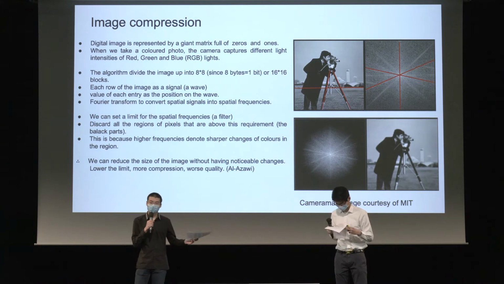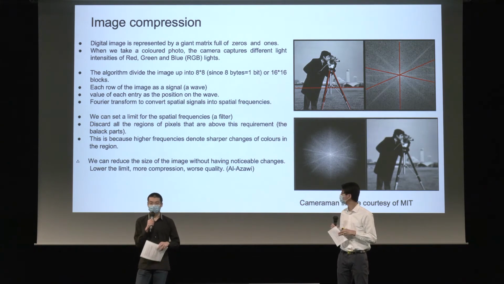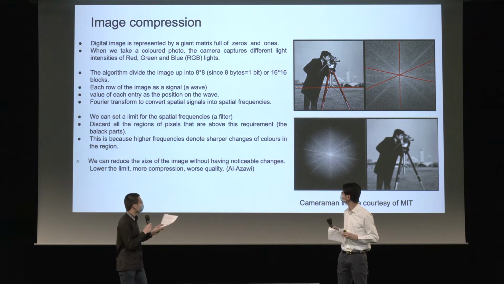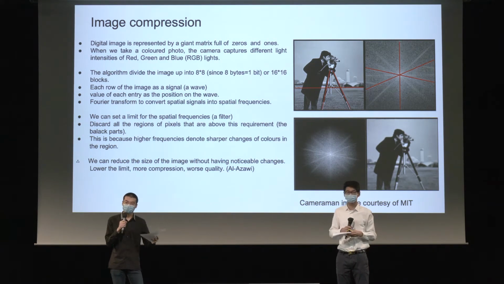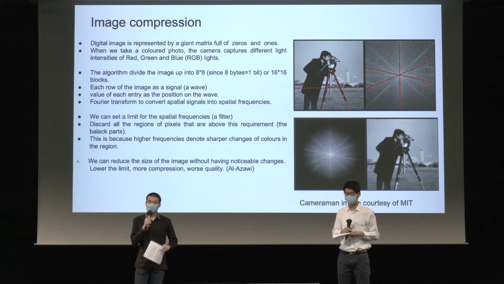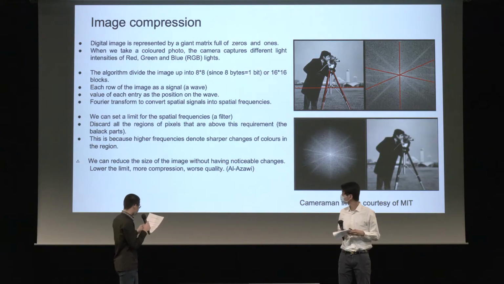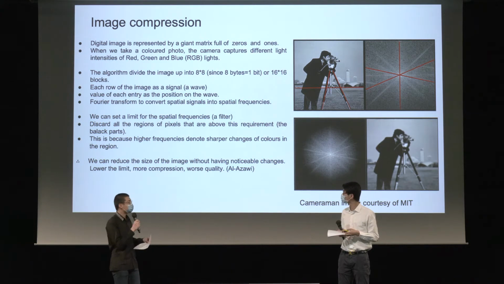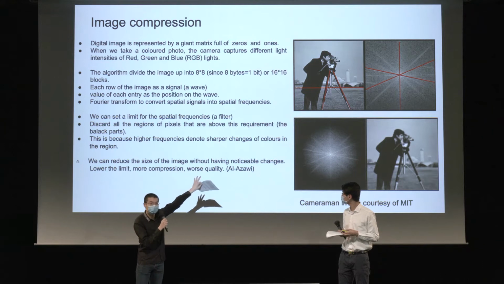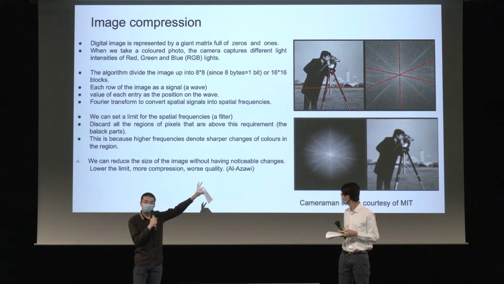So the second application explored by the paper is image compression. In the digital era, an image is stored as a giant matrix full of ones and zeros in our computer. Therefore, when we're compressing images, we're simply dealing with the numbers and modifying the numbers within those matrices. The most common way of compressing an image is the JPEG algorithm, which divides, for example, this big image into 8 by 8 pixel blocks.